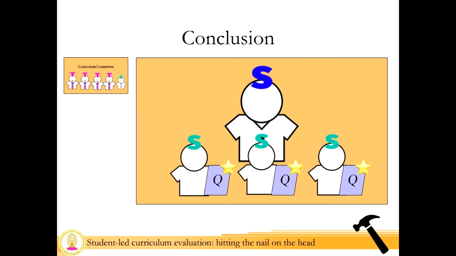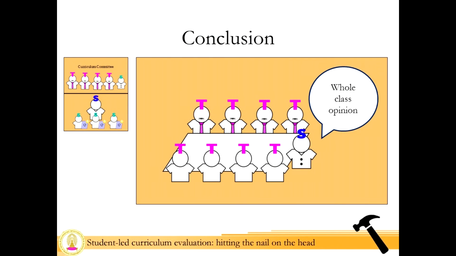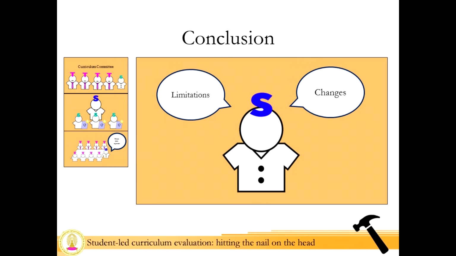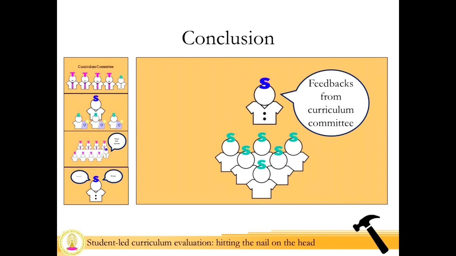Second, students conducted curriculum evaluation by themselves. Third, the results were presented to the curriculum committees. Fourth, students learned about the future development, which resulted from their feedback, and also the issues that will remain unchanged along with the reasons. And the last one, student representatives communicated what happened in the curriculum committee to their classmates.